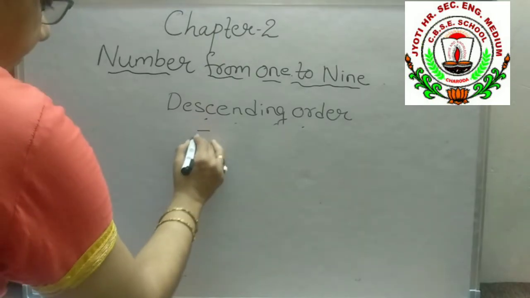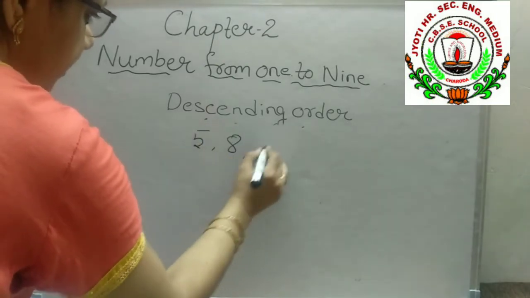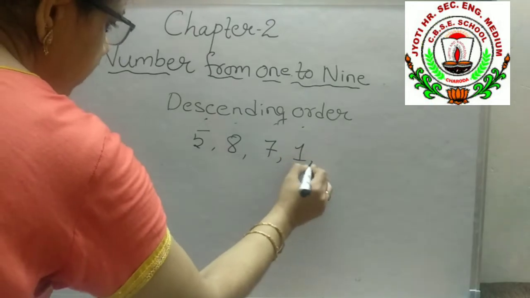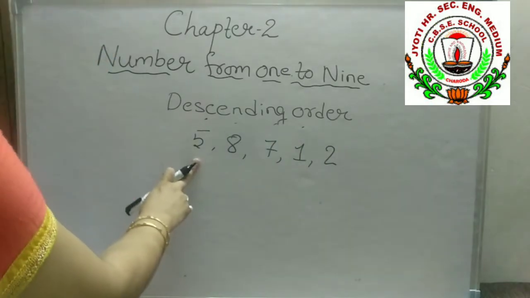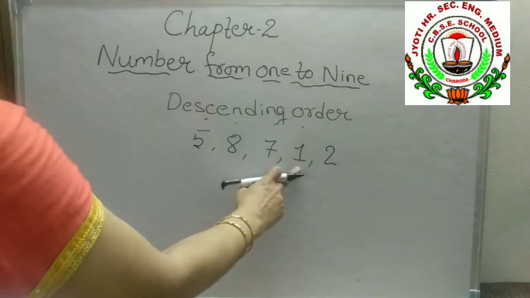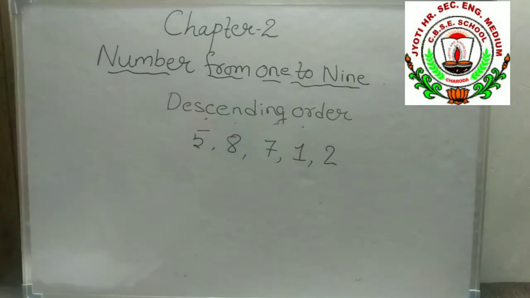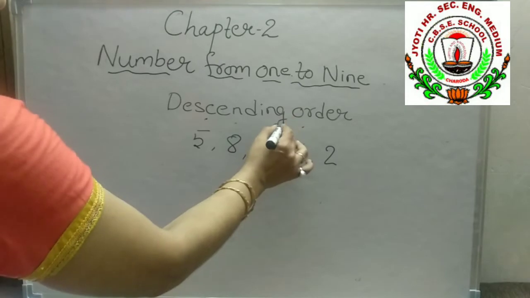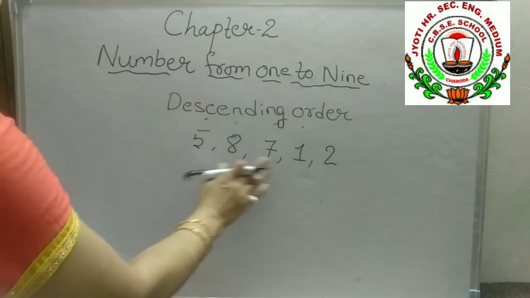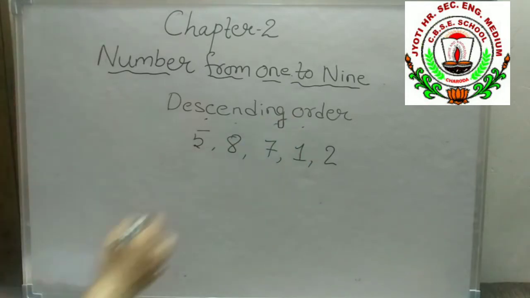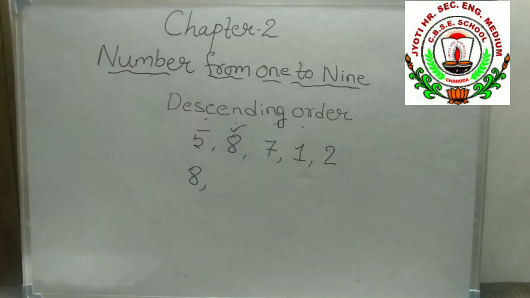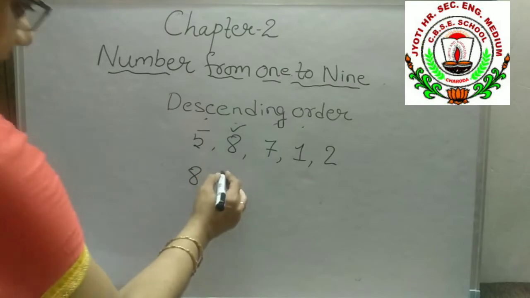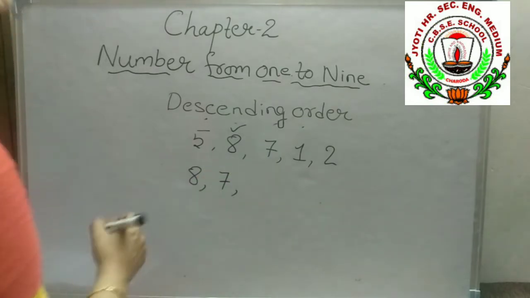Suppose I am taking 5, 8, 7, 1 and 2. Now student, I have taken 5, 8, 7, 1 and 2. In this, which is the bigger number? It is 8. So we will write here 8. After 8, which is the bigger number? It is 7. So we will write here 7.